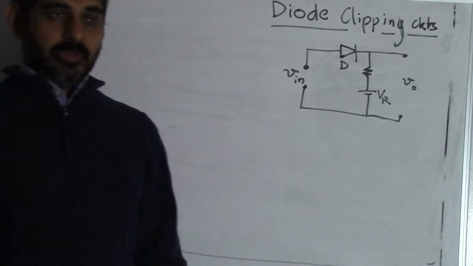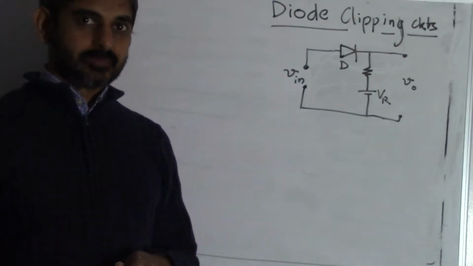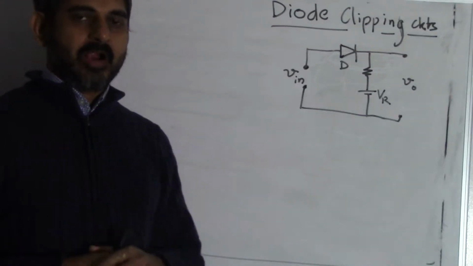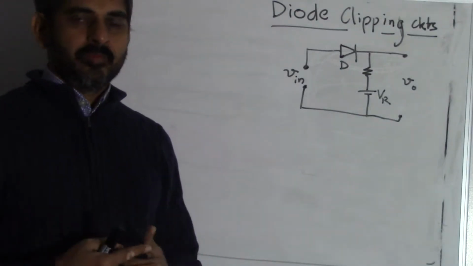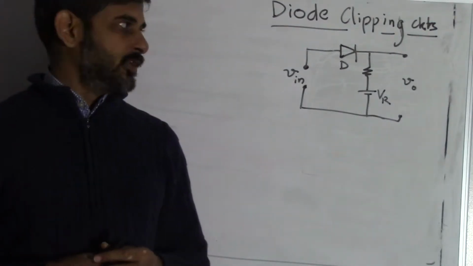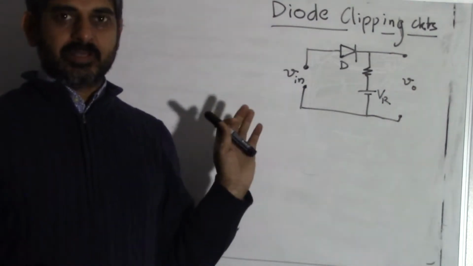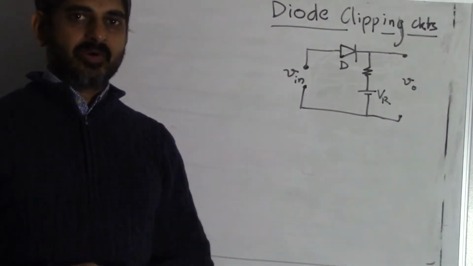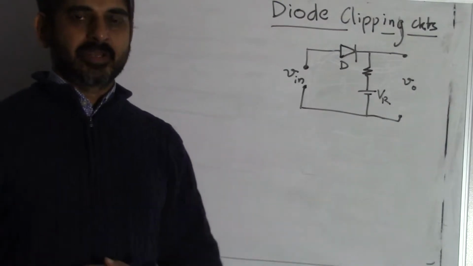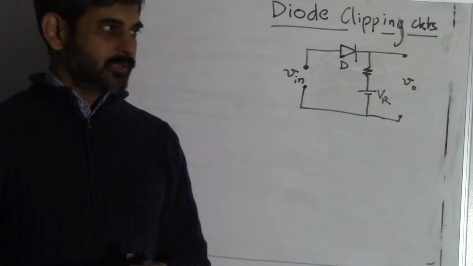So in this video we are going to look at some of the diode clipping circuits, which will clip a part of the incoming waveform based upon if it's more than a certain voltage level or less than a certain voltage level. More important than the circuit itself, we are trying to learn how to analyze a circuit which contains a diode as one of its elements.